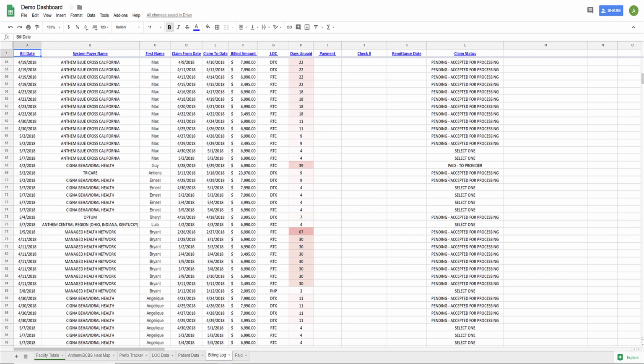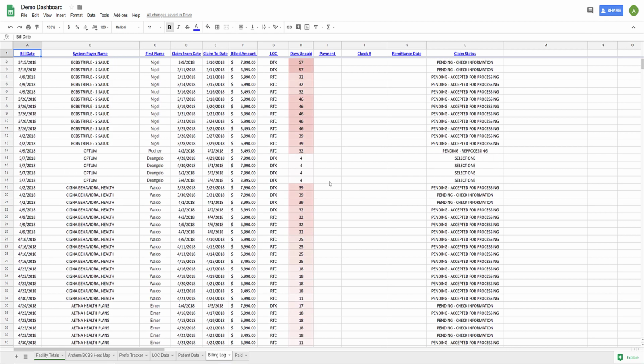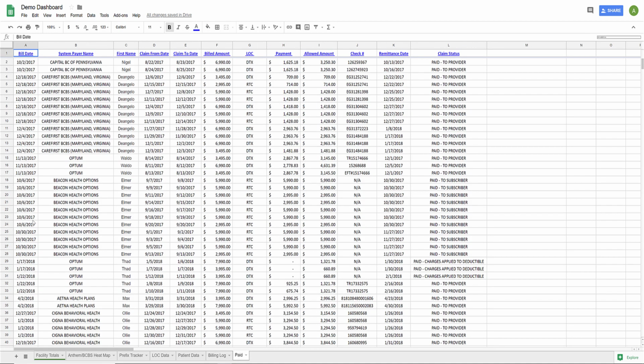But we don't actually put that information into the paid tab until we have a remittance date and a check number, or EFT number more likely. And again, that would then shift into your paid tab. And this is every claim that's ever paid for your facility. It tells you the status of the claim, and all the information. The status is very important. Paid to provider, and it gives you the remittance date. As you can see, there's also paid to subscriber in here. That happens from time to time. Not so frequently anymore.